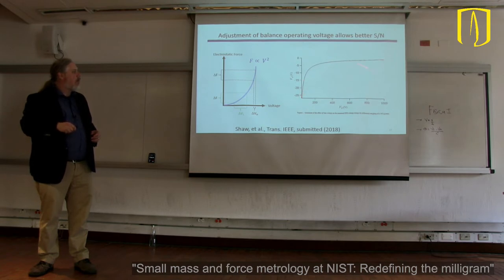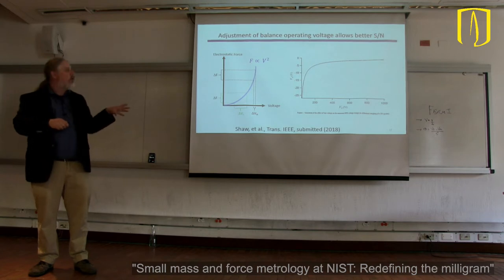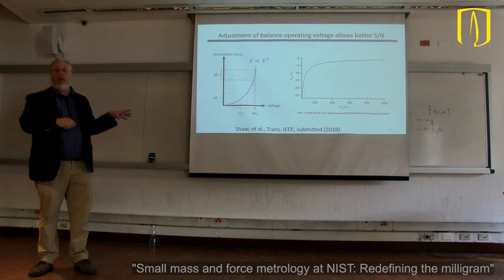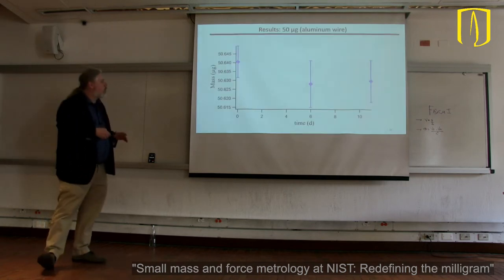We operate at different voltages here. At 1,000 volts for a 100 microgram mass, we only get a change of a couple of volts. If we operate down here at, say, 200 volts, you multiply that by a factor of 10. So it's much easier to measure. So that's what we do.